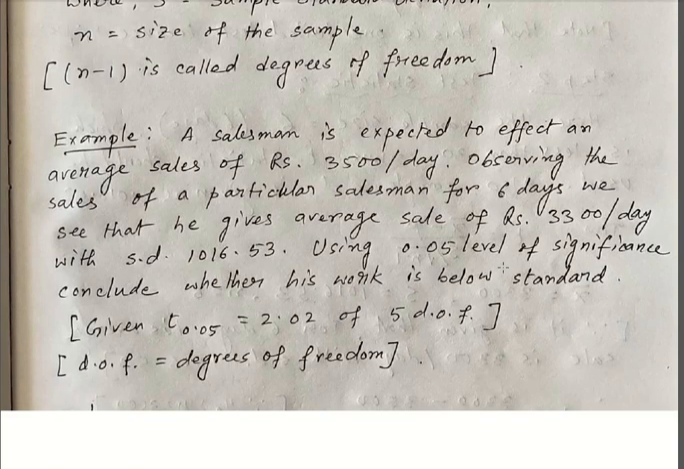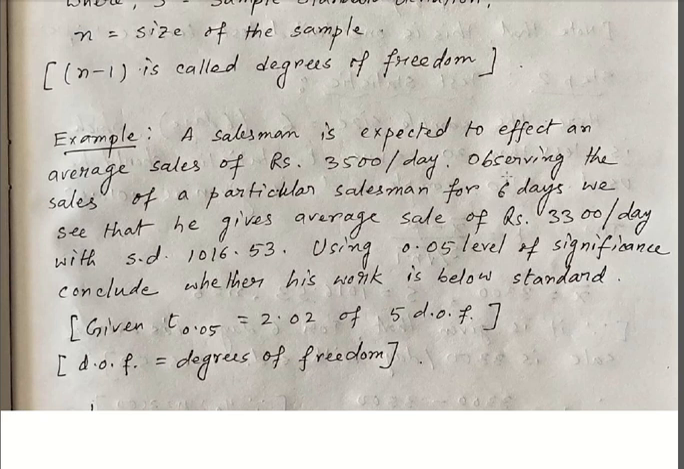Now come to this example. A salesman is expected to affect an average sales of 3500 rupees per day. So this is expected: a salesman is expected to earn this much sales per day. Observing the sales of a particular salesman for 6 days, so obviously the sample size is 6 days here. So n equal to 6.